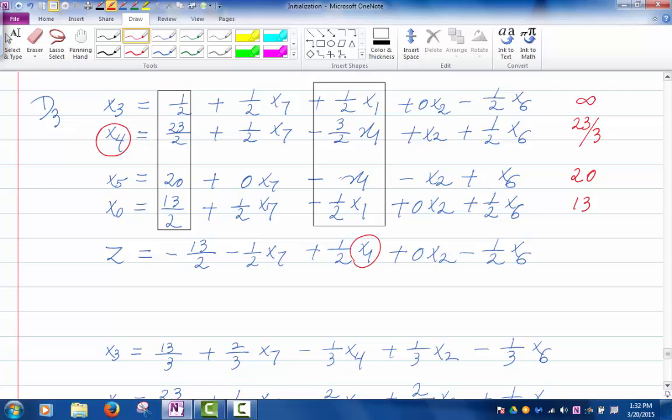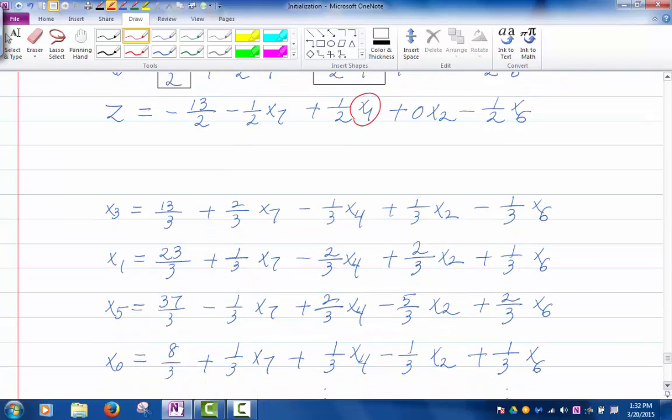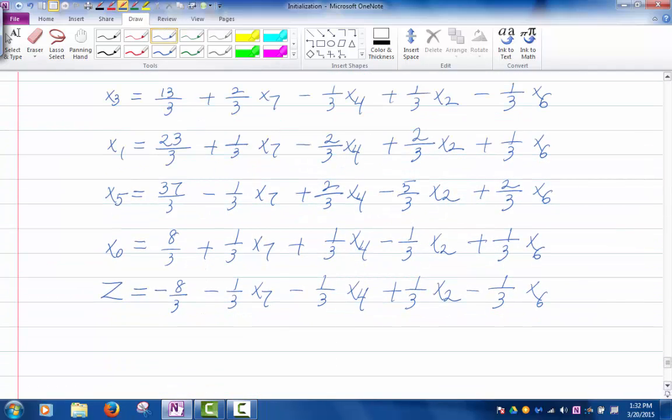Everybody's okay? So once I detect the leaving, then what? From the row of the leaving variable, solve for the entering variable, and then replace each occurrence of the entering variable by its value. And if you do that, you get your new dictionary. So now we are getting D4. Okay, so that's D4.